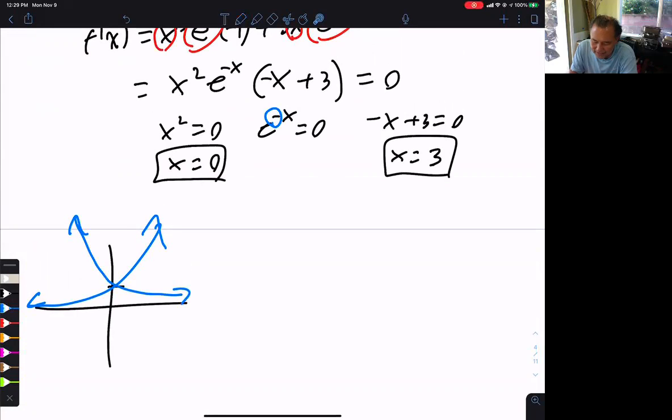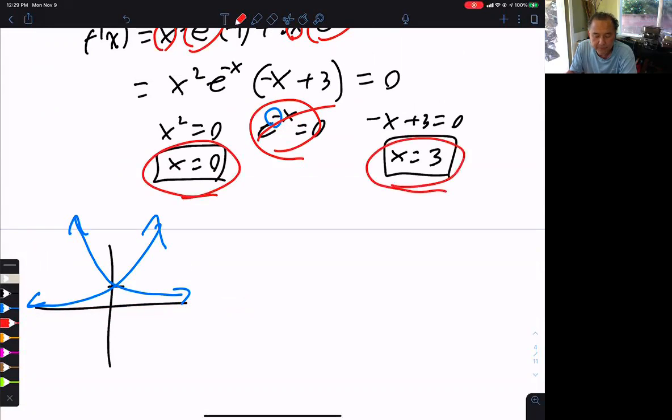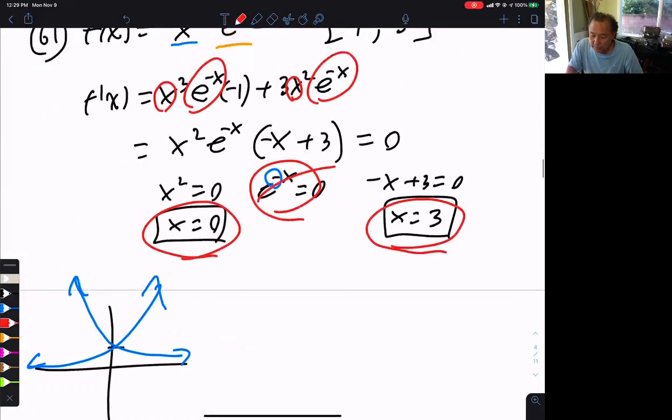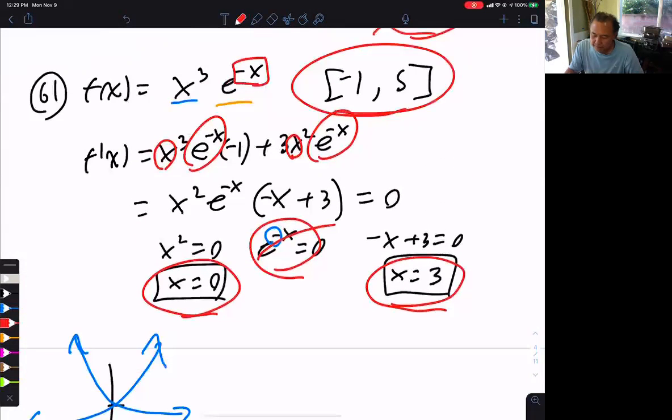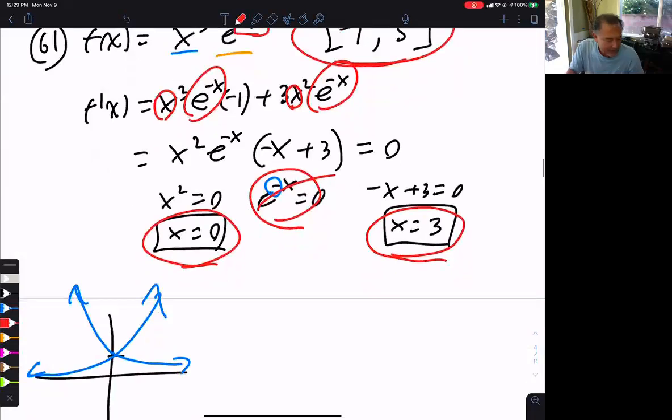So you must know e to any power never equals 0 because the e function never crosses the x-axis. Never, ever, ever. Therefore, this is never true. So you only have 2 critical points, 0 and 3. And then you have 2 endpoints, -1 and 5. And it's asking, I believe, 61 for the absolute minimum and maximum.